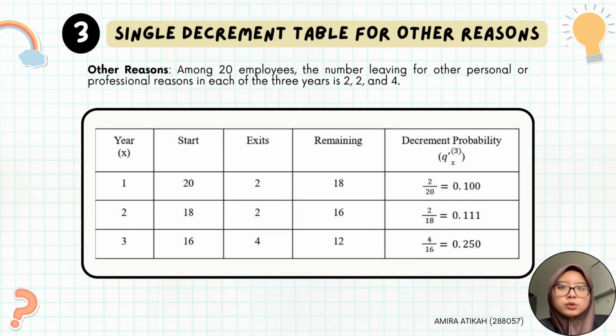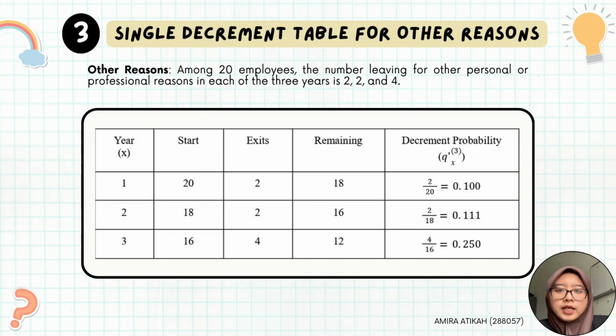This table shows the number of employees leaving for other reasons over 3 years. We start with 20 employees in year 1 where 2 employees left, leaving 18 at the end of the year. Similarly, the trend continues for year 2 and 3 where the remaining employees adjust accordingly. So the decrement probability QX prime 3 is calculated as the ratio of exits to the starting population.